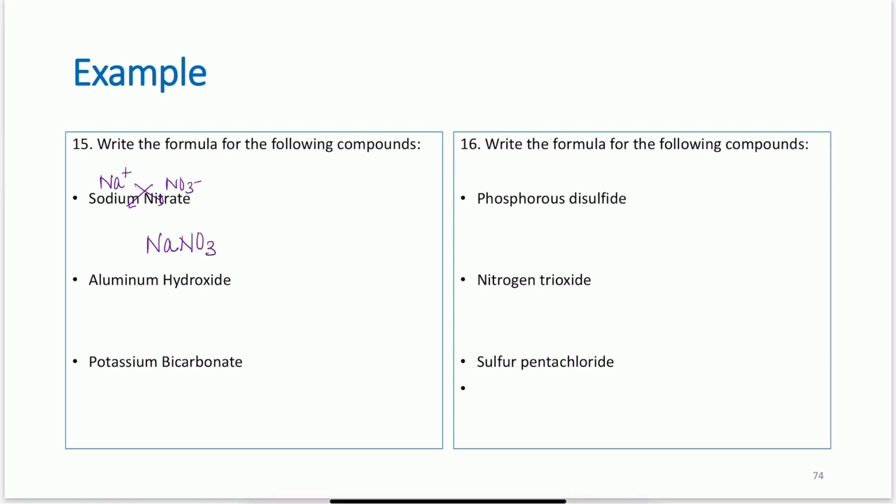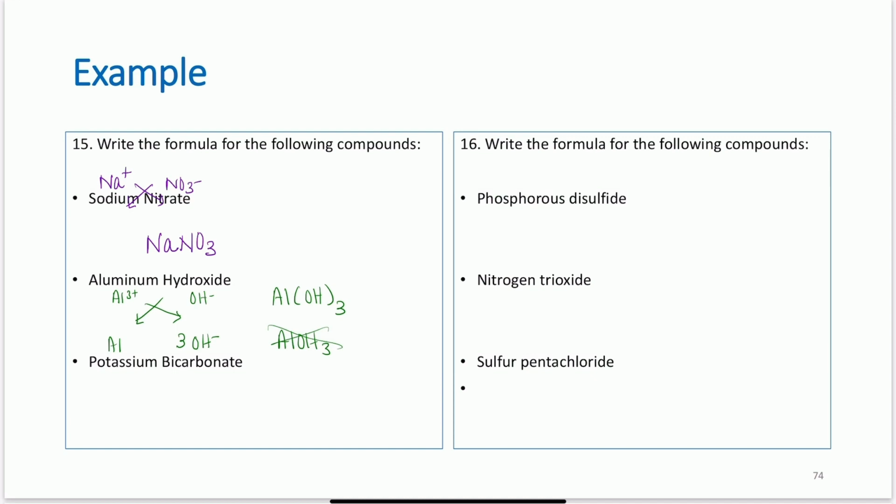Aluminum hydroxide. Aluminum, Al, always 3+ charge, no exceptions. Hydroxide, polyatomic, OH minus. Cross our charges, and I see that I need 1 aluminum for every 3 hydroxides. Because I need 3 hydroxides, I have to use parentheses: Al(OH)3. If I wrote it without parentheses, AlOH3, this is not the same thing.